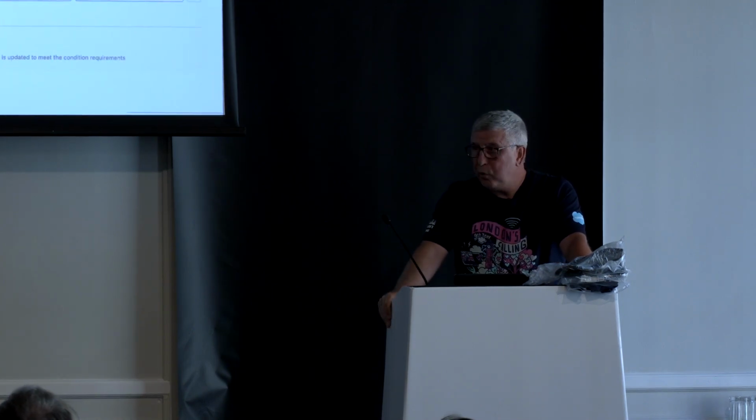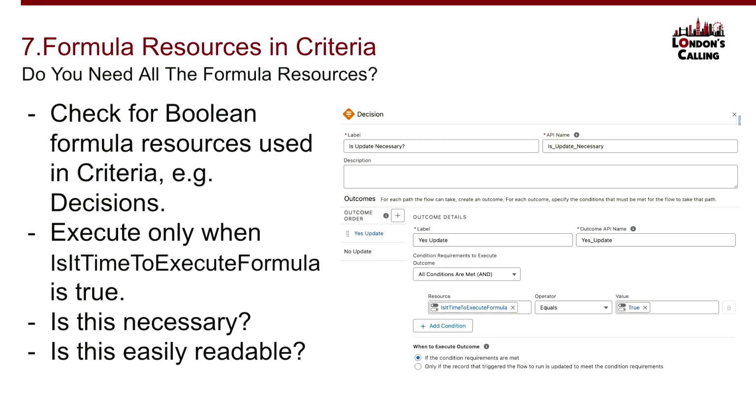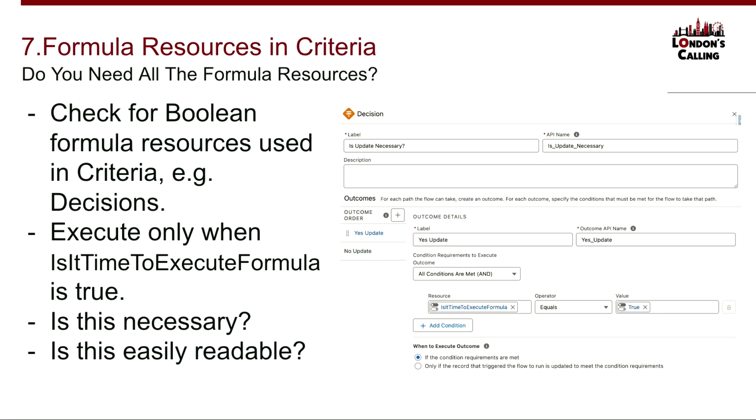Number 7, formula resources and criteria. Do you need all the formula resources? Now, this is the current situation. Hopefully in the future it is going to get better, but the formula resources inside Flow are not very performant. So they are evaluated multiple times throughout the logic. And when you don't need one, don't use one. It's not going to break your flow, but it's going to make it significantly slower if you accumulate all those things.